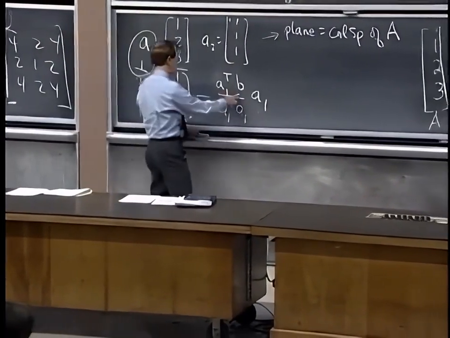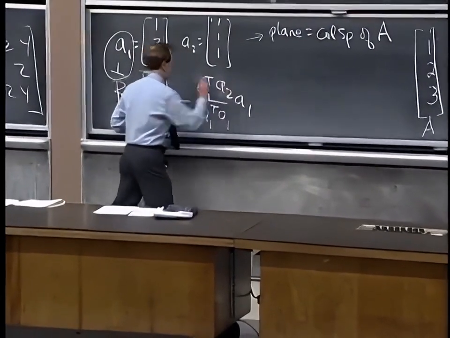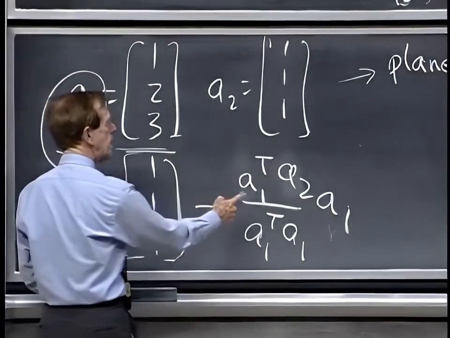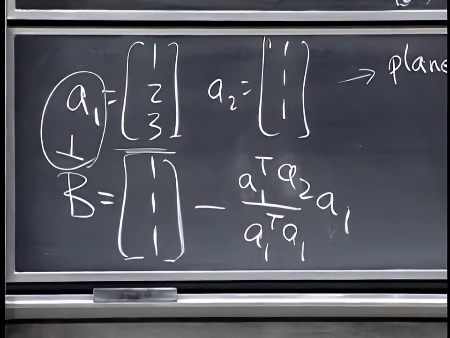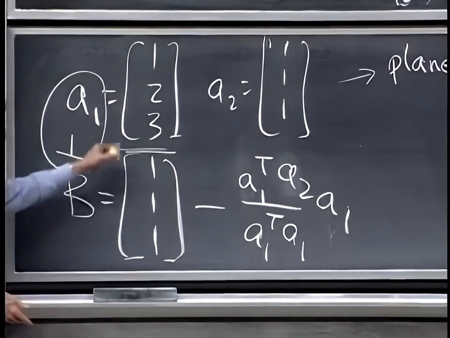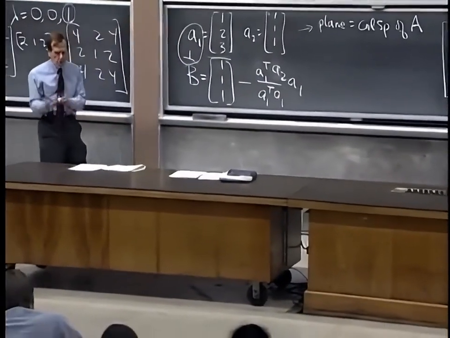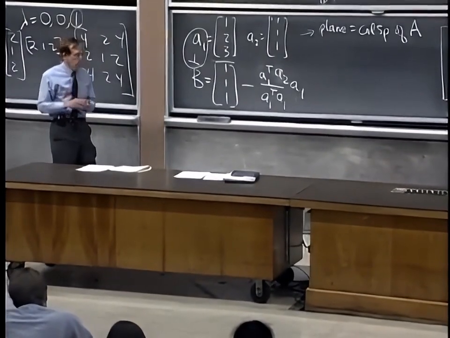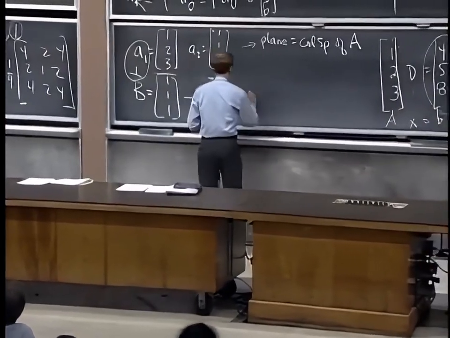I mean this to be A2. So I'm projecting A2 onto the line through A1. That's the part that I don't want, because that's in the direction I already have. So I subtract off that projection, and I get the part I want, the orthogonal part. Okay, so that's the Gram-Schmidt thing, and we can put numbers in.